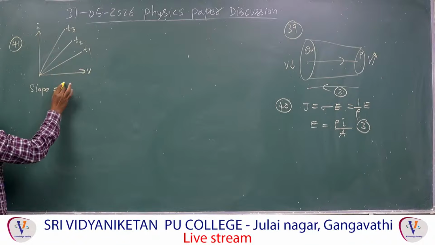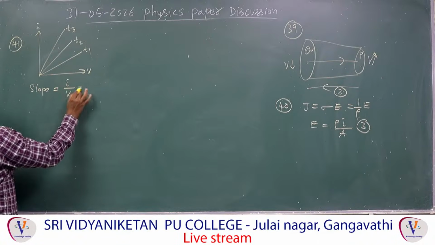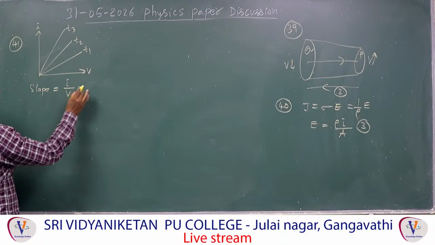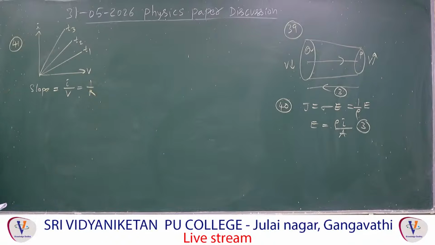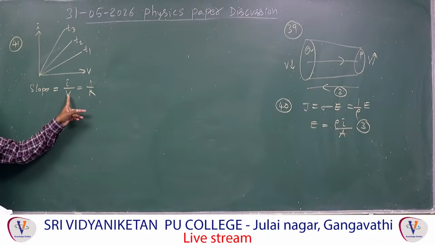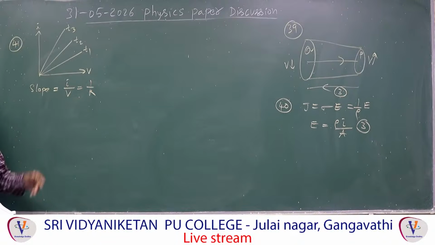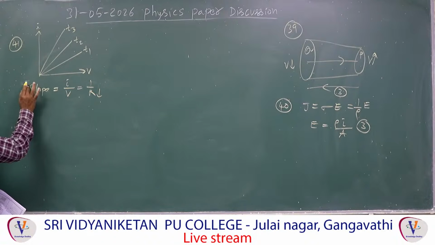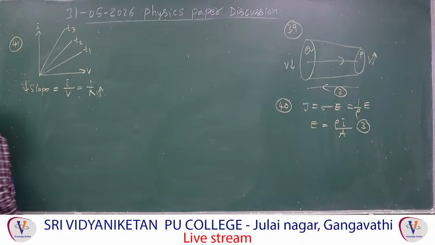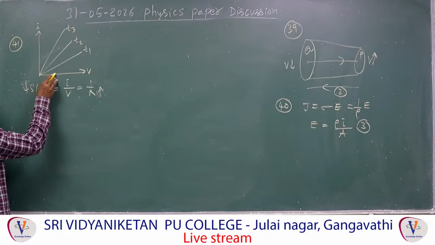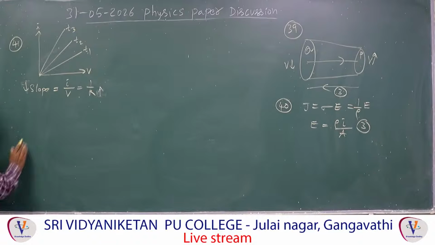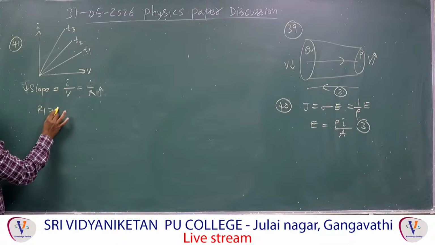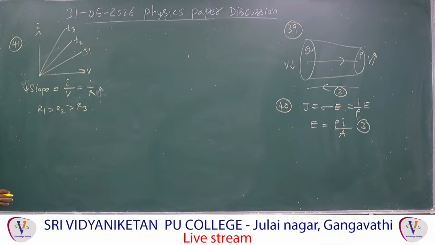Tan theta means opposite side by adjacent side, like current by voltage. Slope is I by V, which is nothing but 1 by R. Cross multiplying, V is equal to IR. More slope means less resistance, and less slope means high resistance. Less slope means less angle, which is the first one. So R1 is greater than R2, which is greater than R3.